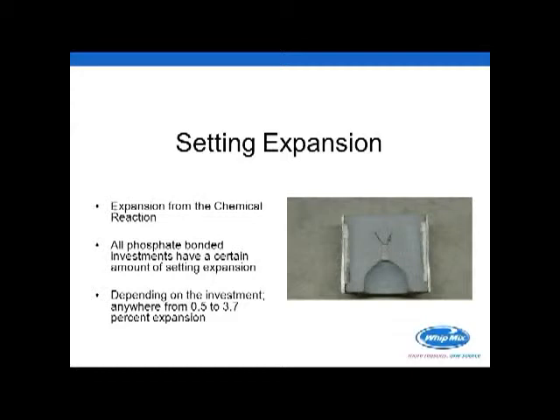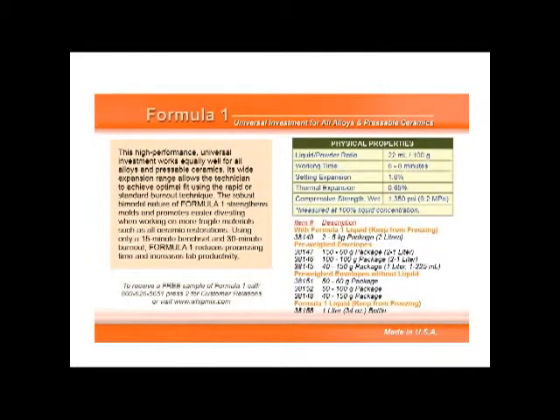This particular little card here is Formula 1. You'll notice in the top right-hand corner there's a physical properties box. We will tell you what the setting expansion is. Now for Formula 1, it's 1.6%. And you'll notice that the thermal expansion, which we'll get to just in a minute, is 0.65%. All the manufacturers should have this physical property information for you.